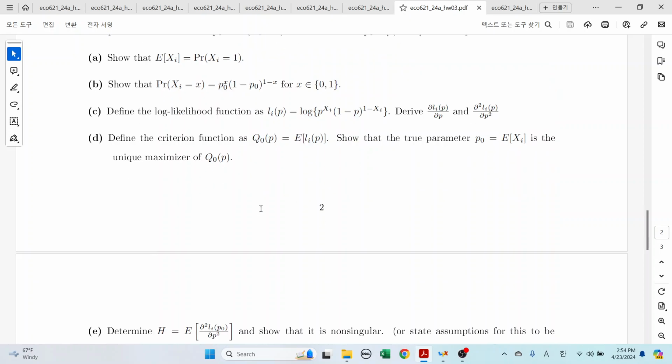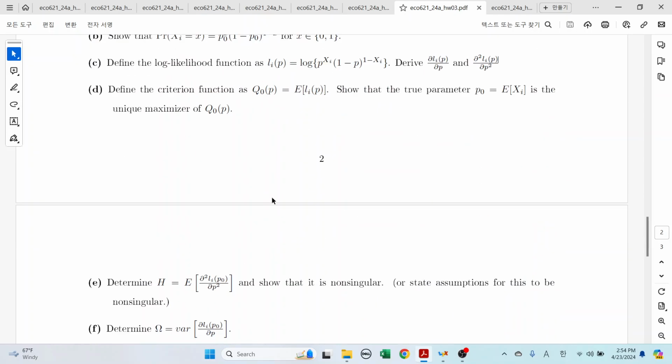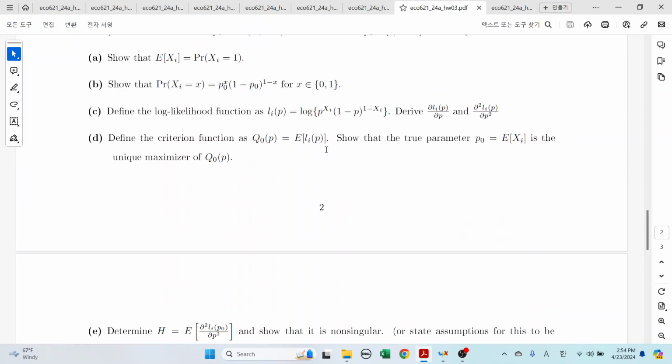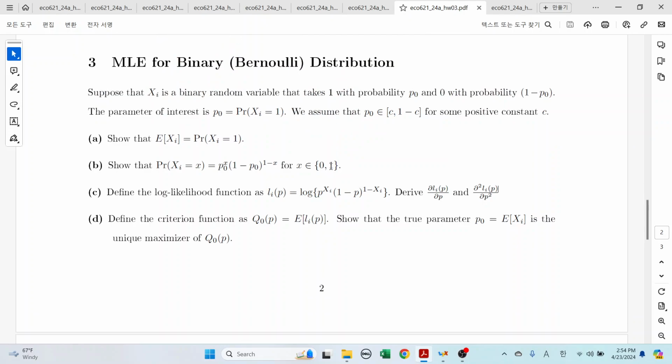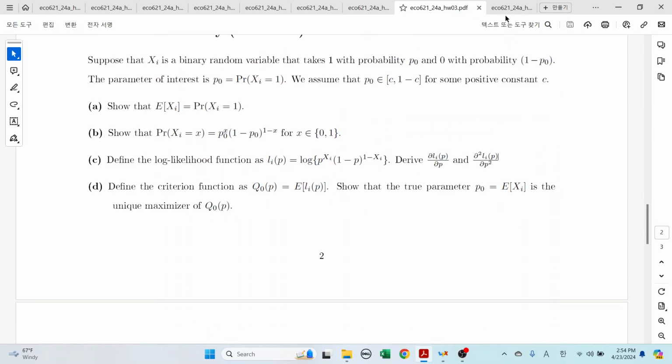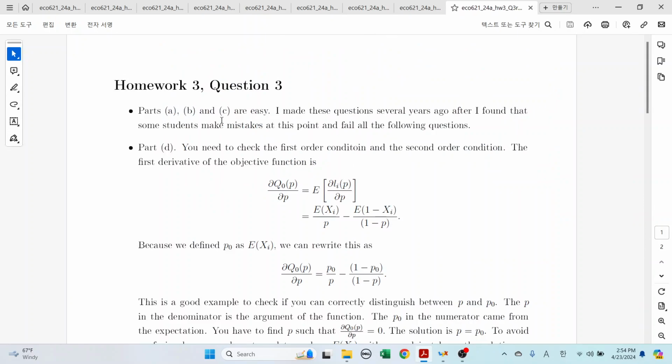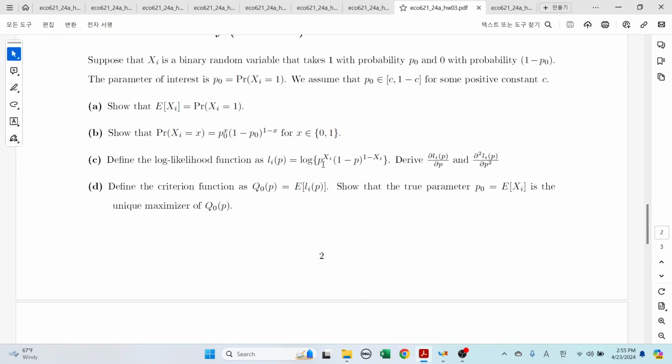And as you could see from the following questions, what I tell you usually is pretty basic. There's nothing new. Okay, let me continue. I will explain. So parts A, B, C were easy. And part D, let's look at part D. It is to show that this parameter is the unique maximizer of the objective function. You know how to do this. You can check the first order condition and then the second order condition. So it should be easy.